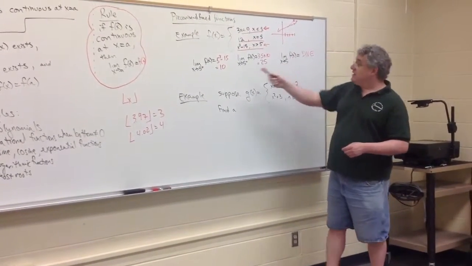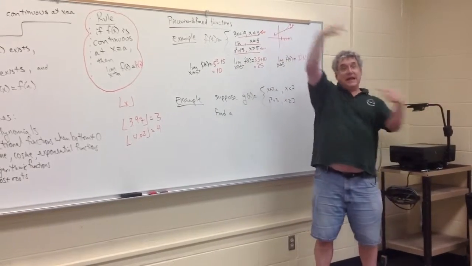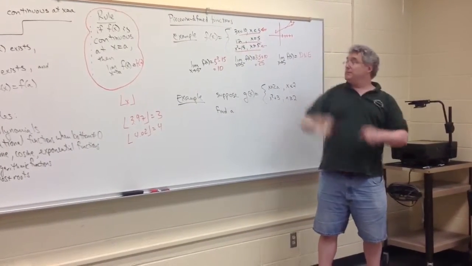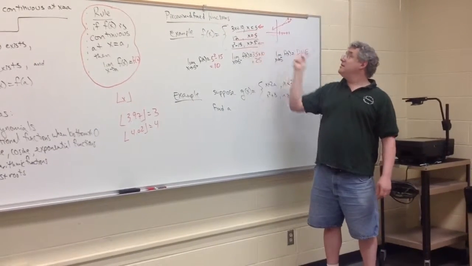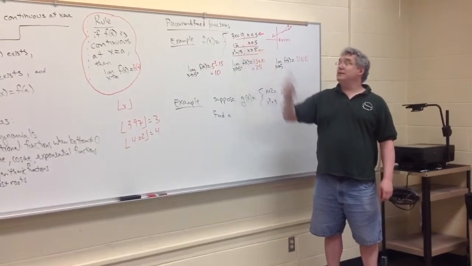Now, here's the thing. This and this are different. It's doing that. It doesn't have a limit. This doesn't equal that. The limit's what happens nearby, not what happens here.